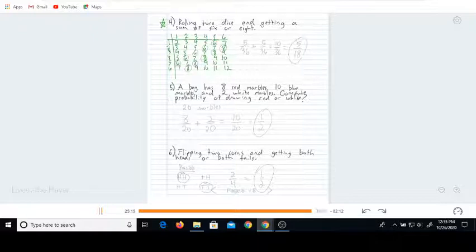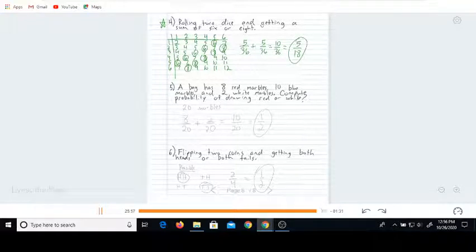Alright, so what's the probability of rolling 2 dice and getting a sum of 6? Well, that's 1, 2, 3, 4, 5. So there's 5 different ways. 5 out of 36 gets us a 6. And what about rolling an 8? 1, 2, 3, 4, 5. 5 out of 36 for an 8. And is there any overlap there? No, there is no overlap. They are completely mutually exclusive. So add them together, that's 10 out of 36, which will reduce for us down to 5 out of 18 is the answer.